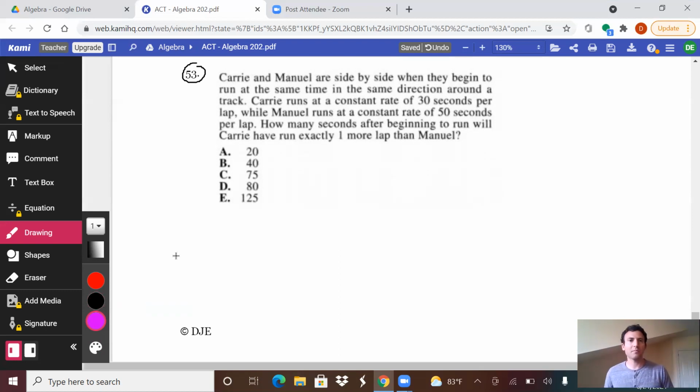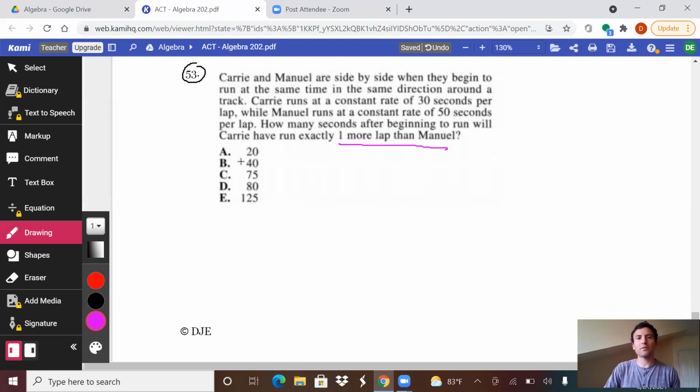So Carrie and Manuel are side by side when they begin to run at the same time in the same direction around a track. Carrie runs at a constant rate of 30 seconds per lap, while Manuel runs at a constant rate of 50 seconds per lap. How many seconds after beginning to run will Carrie have run exactly one more lap than Manuel? Okay, I think the easiest way to figure this one out is just to go right for the answer choices and go trial and error.